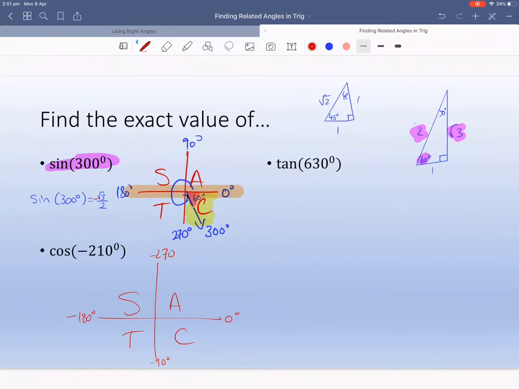So it looks like our related angle will be in this quadrant. And if this is minus 210, that means it's 30 past the horizontal, and we're only interested in the angle that it makes with the horizontal. And the angle that it makes is 30. Now we go to our triangles. Cos 30 is root 3 on 2, so it's the same thing. So I'm going to write it here, cos minus 210 equals root 3 on 2. Now, all I'm interested in now is to find if it is positive or negative.